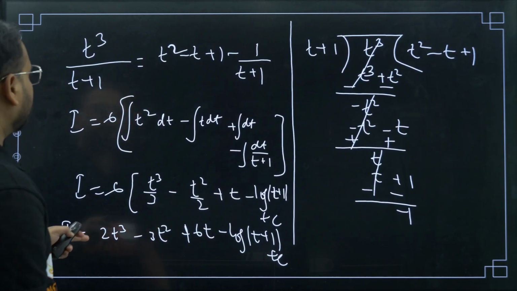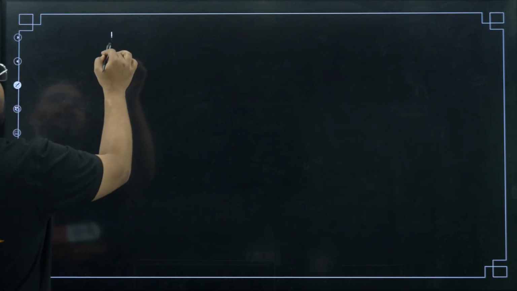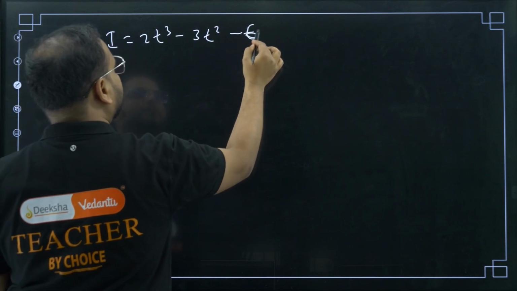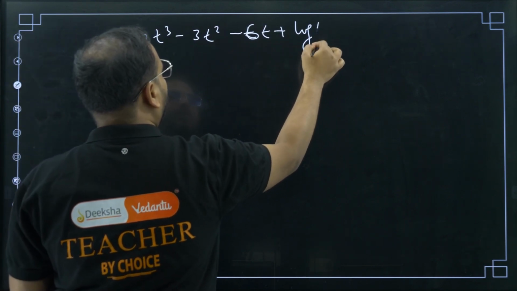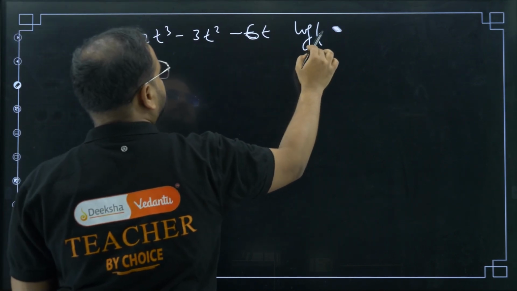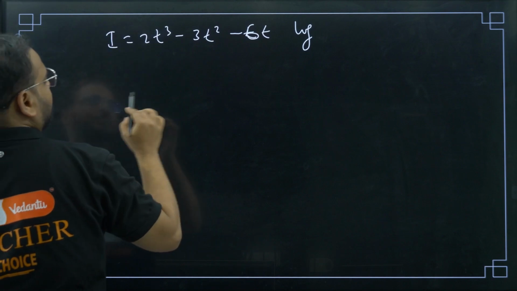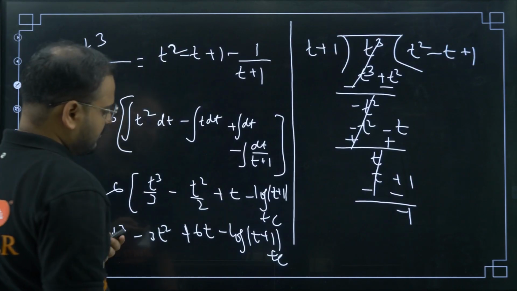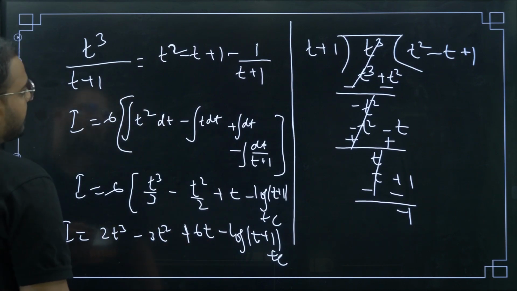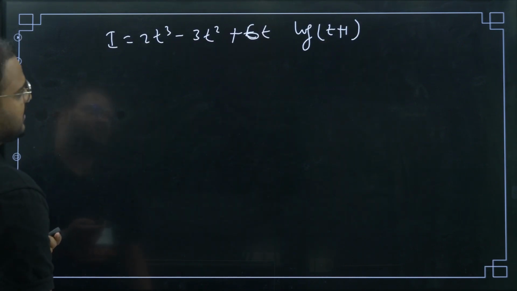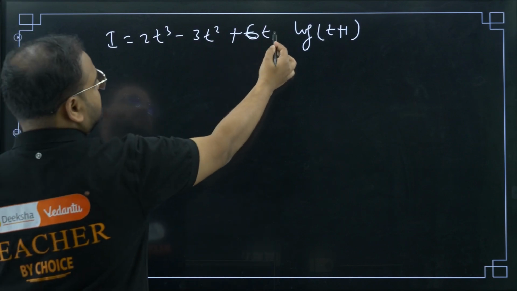Now have a look. I'll write the same statement again over here. I equals 2t cube minus 3t square plus 6t minus log of t plus 1 plus c. Let me check the log term here, t plus 1, to be sure.